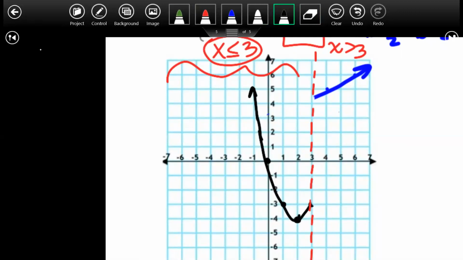The only thing we have to consider now is, do we include 3 for the quadratic? Is it closed or open? Closed. So wherever it meets, closed circle here. What about our blue one? Is it open or closed?